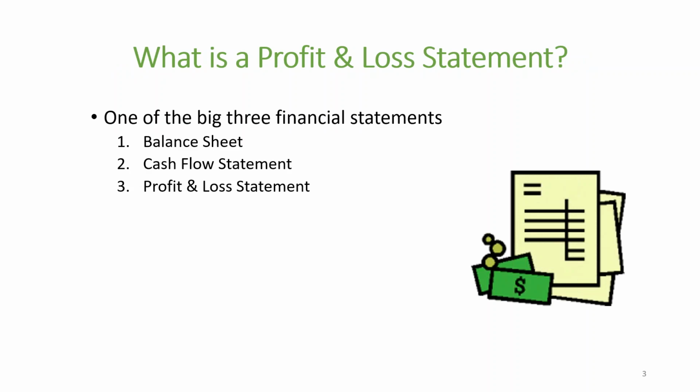So what is a profit and loss statement? It is one of the big three financial statements, those being the balance sheet, the cash flow statement, and the profit and loss. The balance sheet is a list of all of the assets and liabilities that a company or a person has. The cash flow statement is a projection or a record of when cash is coming in and out of a business. And then the profit and loss statement is a financial record that summarizes the income, expenses, and other costs such as depreciation that the business incurs during a specific period of time, usually the fiscal year.